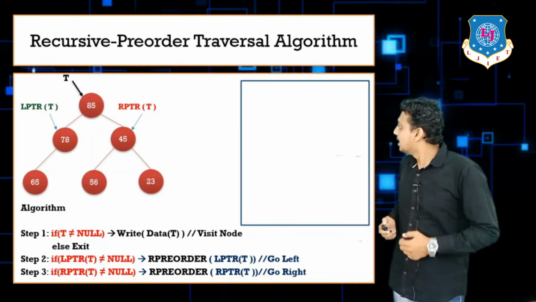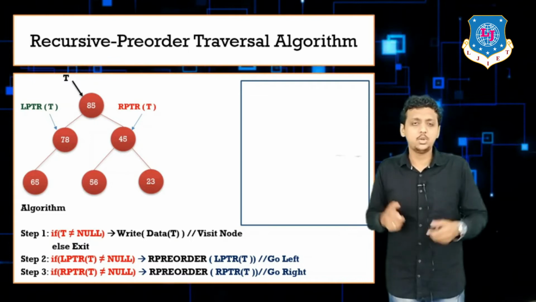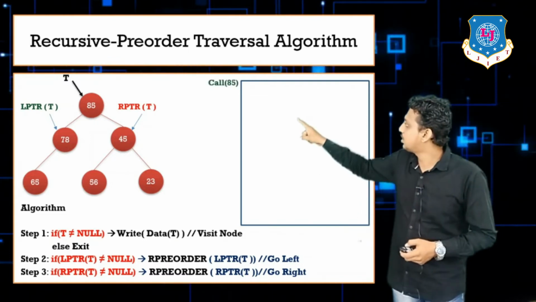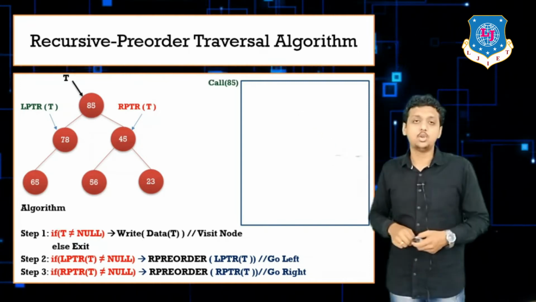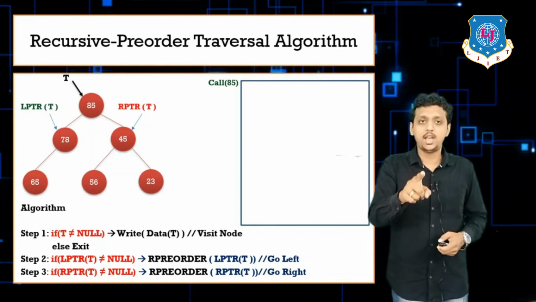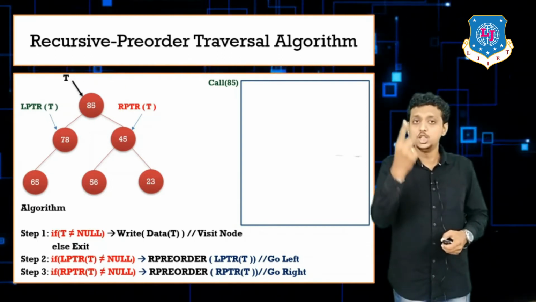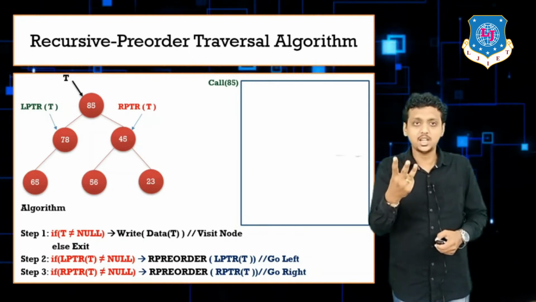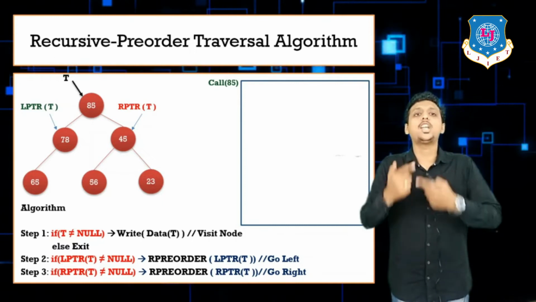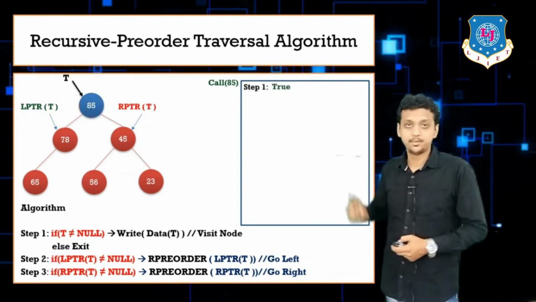Okay, so let's begin. First we have to call this function for 85. So call this function, preorder, for 85 only. So at this point my t is pointing to 85. Okay, so let's begin the step number 1, 2 and 3. Only 3 steps are there. Okay, so let's trace the algorithm for node 85, and now here we have step number 1.